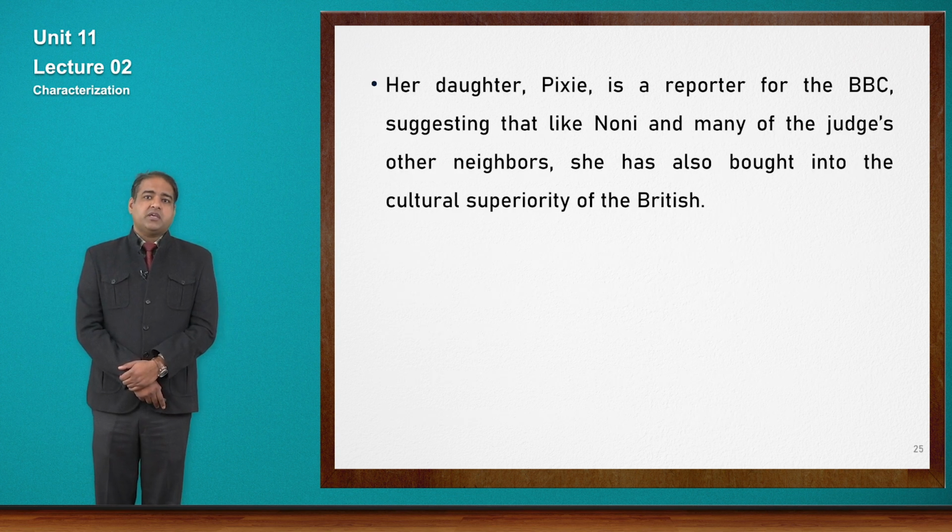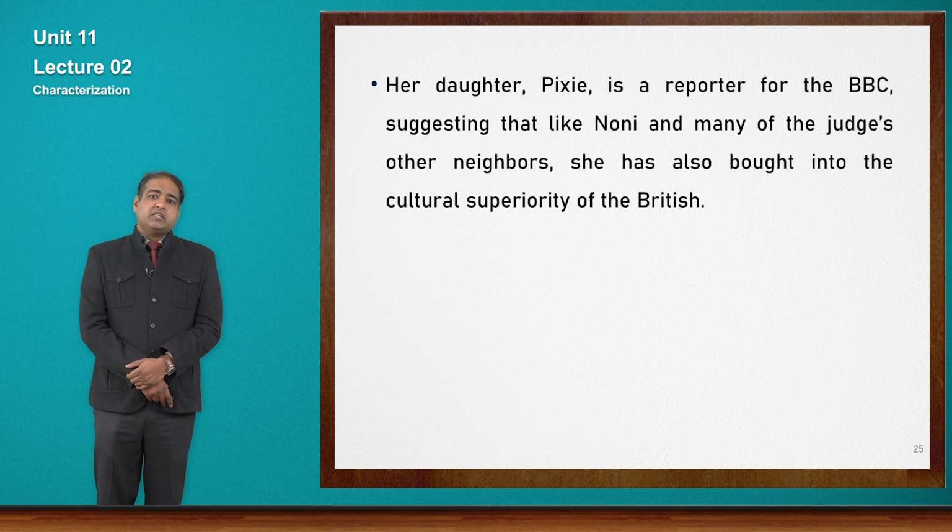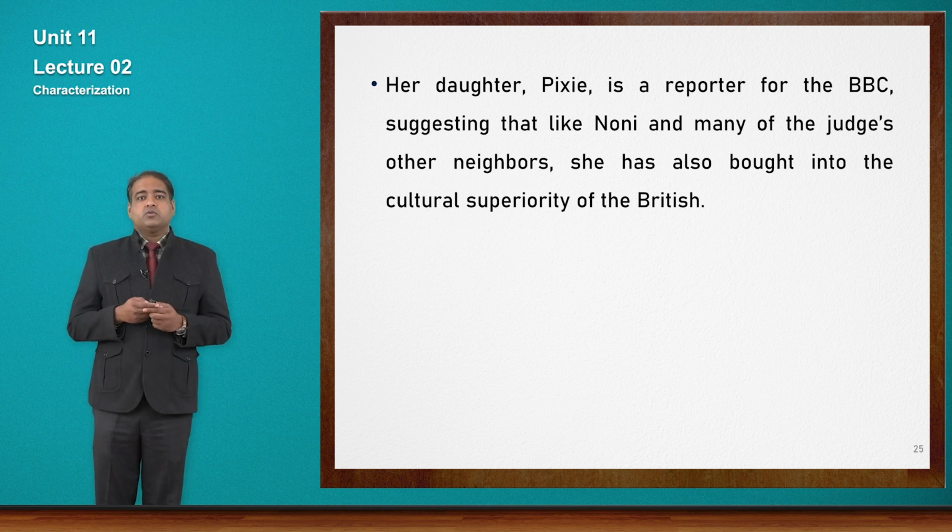Her daughter Pixie is a reporter for the BBC, suggesting that like Noni and many of the judge's other neighbors, she has also bought into the cultural superiority of the British. So Lola has a daughter whose name is Pixie. She is working as a reporter at the BBC. So the complete home environment of Noni and Lola is, let's say, one of European culture and British superiority.